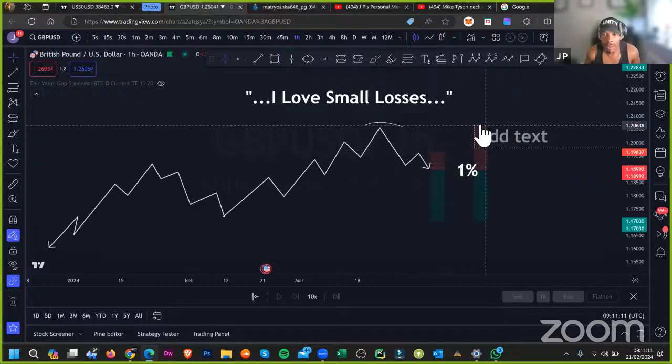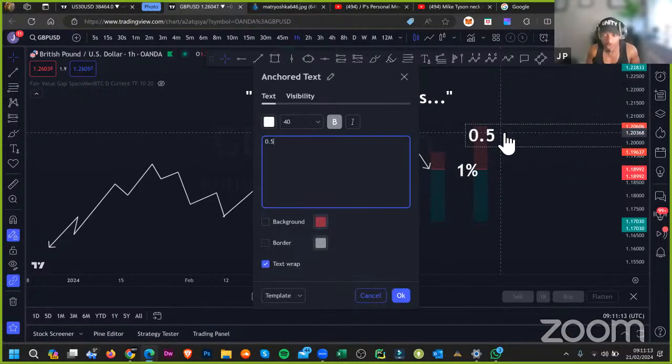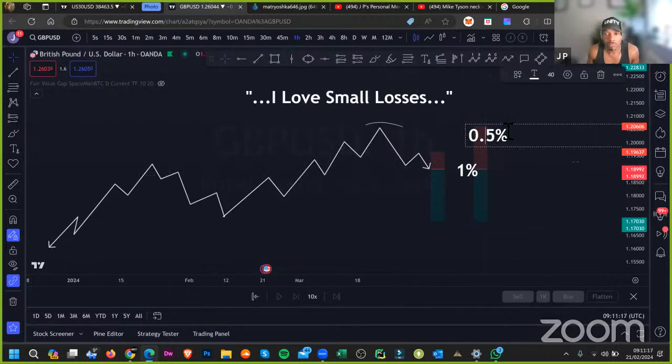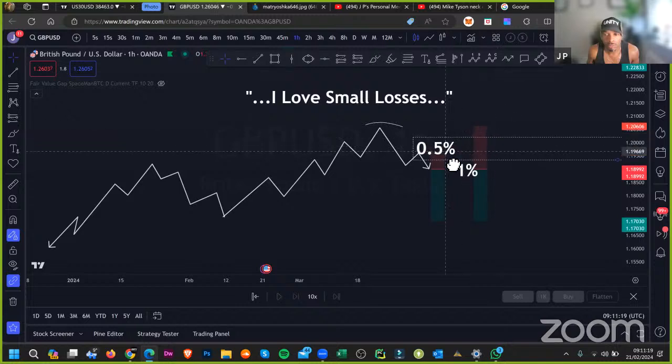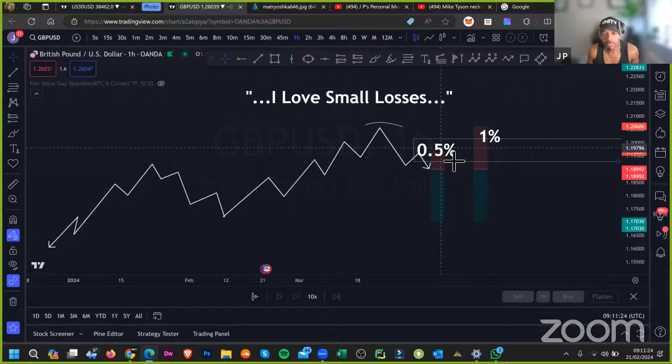Maybe I thought to myself, you know what? It's a bit more of a higher risk trade. Maybe I'm comfortable with 1%. Maybe I'm in front of my computer. So therefore, if I take this 1% loss, it's acceptable for me.